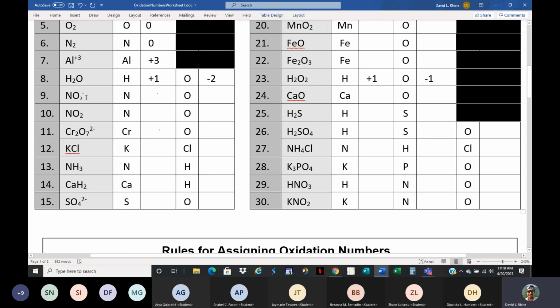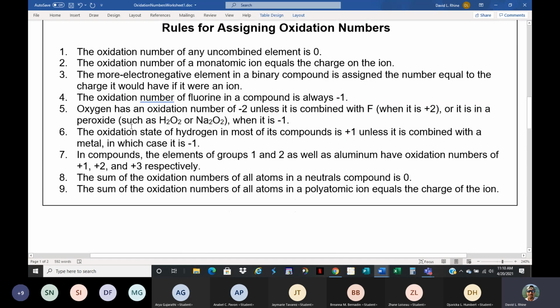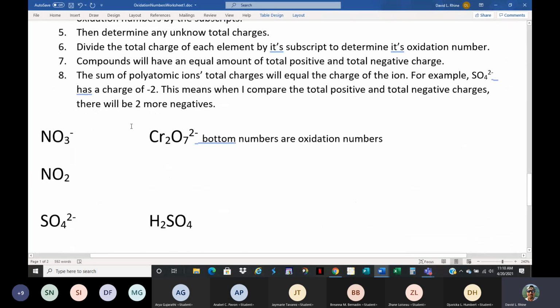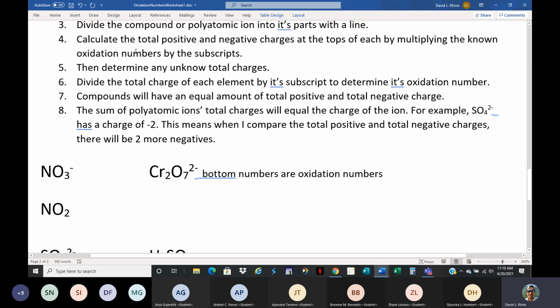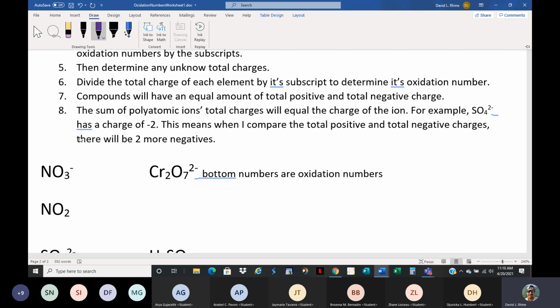All right, so next I'm going to go through a polyatomic ion. This is nitrate, NO3 minus. I have it copied further down. First, number 3: divide the compound or polyatomic ion into its parts with a line. So we're going to divide it down the middle.